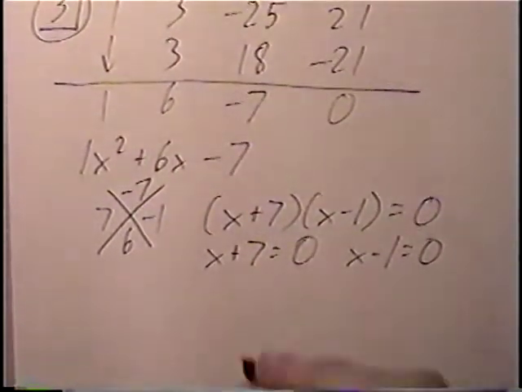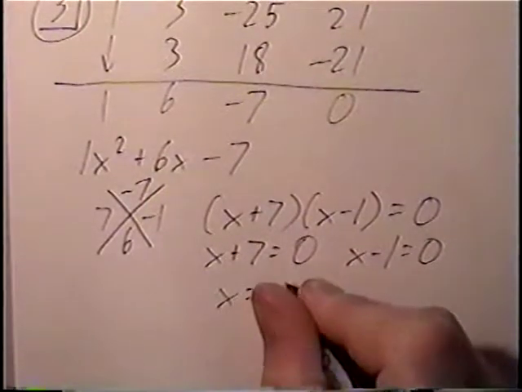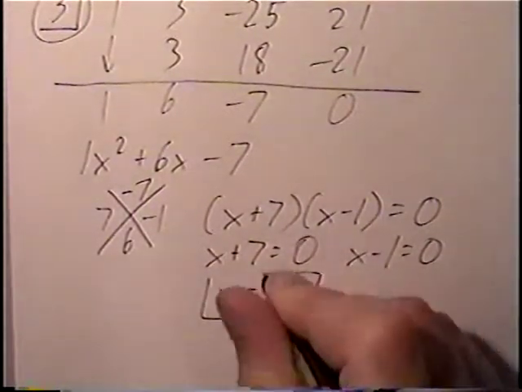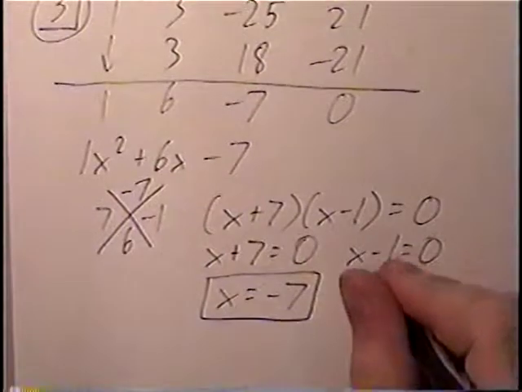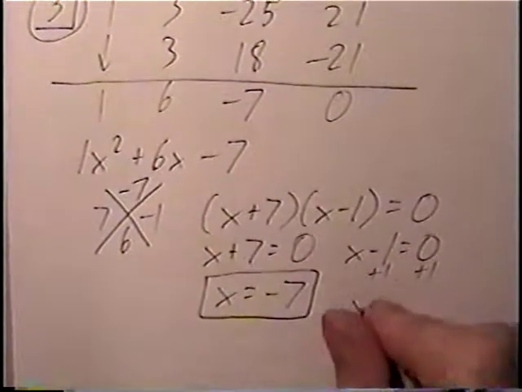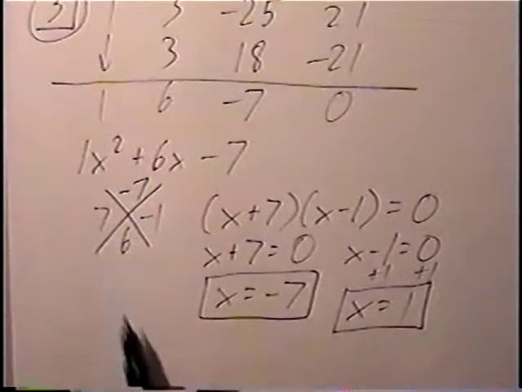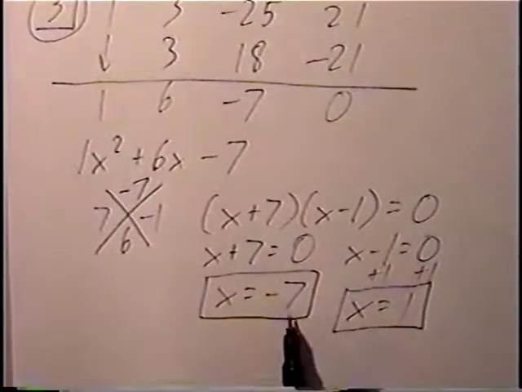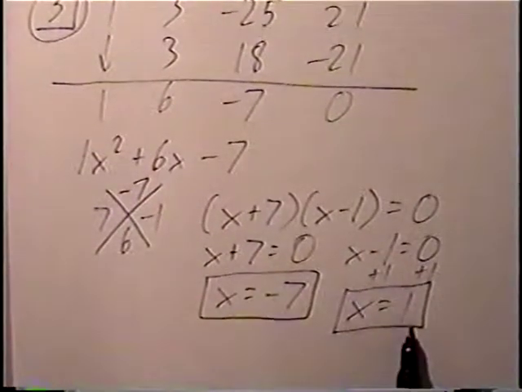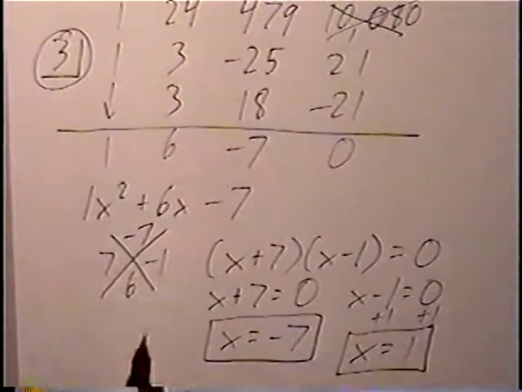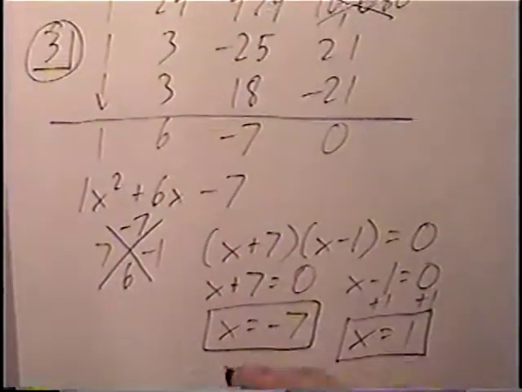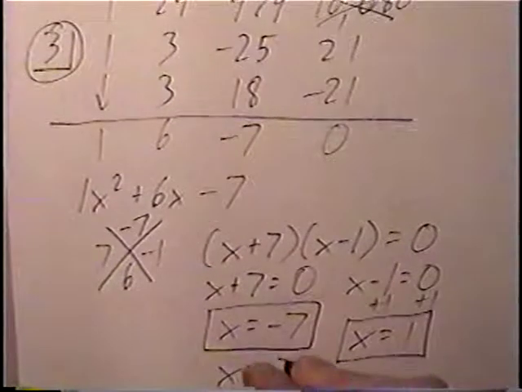X plus 7 equals 0, x would equal negative 7. And the second equation, adding 1, we'll have x equals 1. So using factoring instead of division, we can find the two zeros, which are negative 7 and 1. And the other 0 that we found using division was 3. So we can have x equals 3.